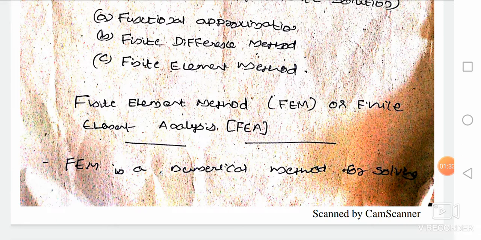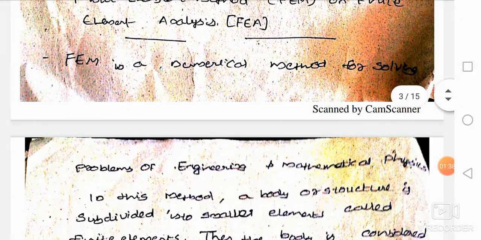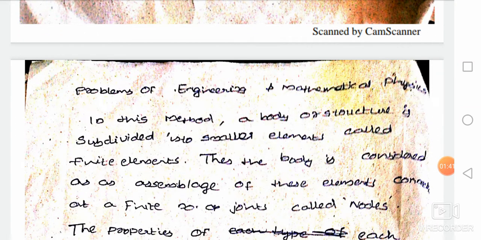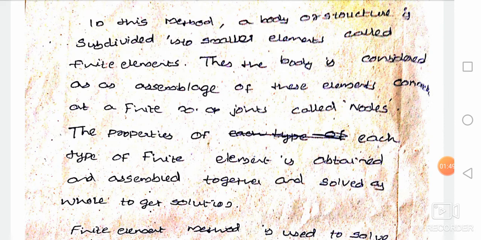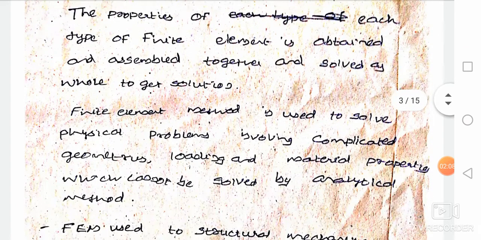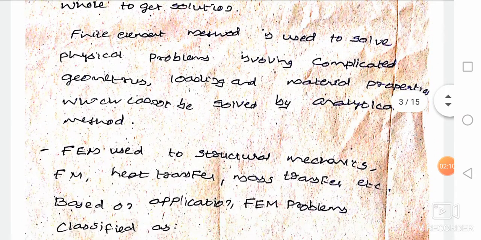First, what is meant by finite element method or finite element analysis? In this method, we divide the structure into small elements, and they are called finite elements. Then the body is considered as an assemblage of these elements. The finite number of joints are called nodes. We find the properties of each finite element and assemble them together to get the whole solution. This is finite element analysis.